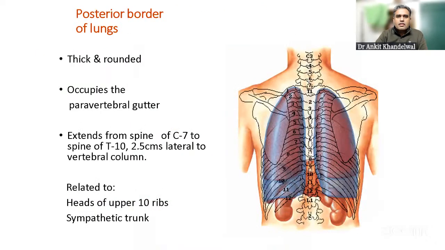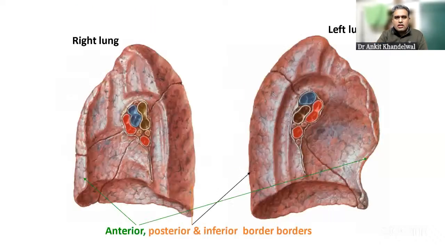Let's move ahead. The posterior border of the lung is thick and rounded, as we already discussed. Para, because it lies on the side of the vertebrae, the paravertebral gutter. You have these levels from C7 up till your T10 over here. And it is related to what? It is related to the heads of the ribs and the sympathetic trunk. So remember these 3-4 points. You can elaborate on it. At maximum, they will come as a 1 or 2 mark question on this. So just these borders over here, you can elaborate on them.